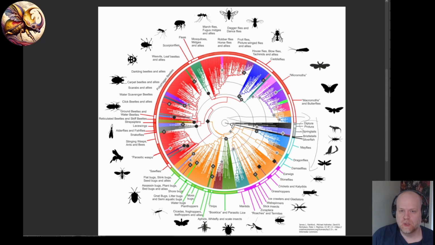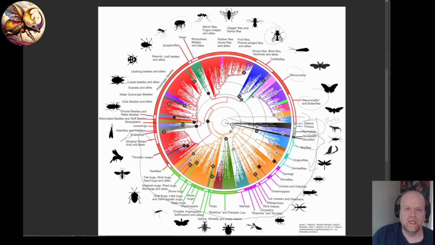So like the Diplura, the Protura, and the springtails are not true insects. These are Entognatha. They're called the entognaths. And then the real insects start here with bristletails and silverfish, and they become more evolutionarily advanced as we go around this way, where you end up with things like the butterflies and moths, the micromoths, the caddisflies, the houseflies.